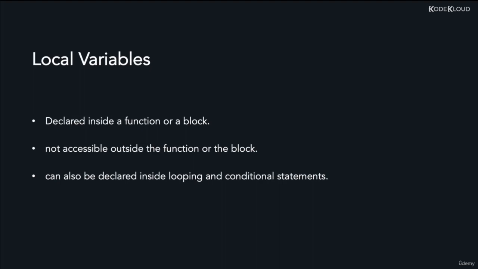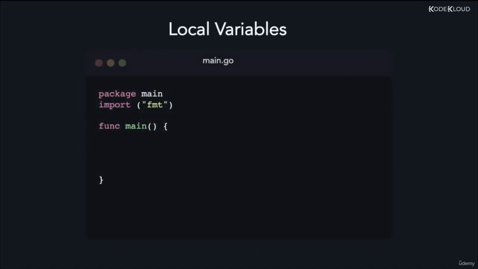Let's see an example of a local variable. So over here, we have our main function. And inside this main function, we're going to simply create a variable called name. Over here, this name variable is a local variable since it's created inside a function. That's the main function.